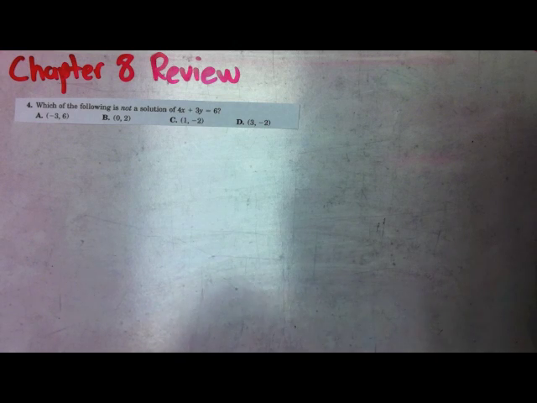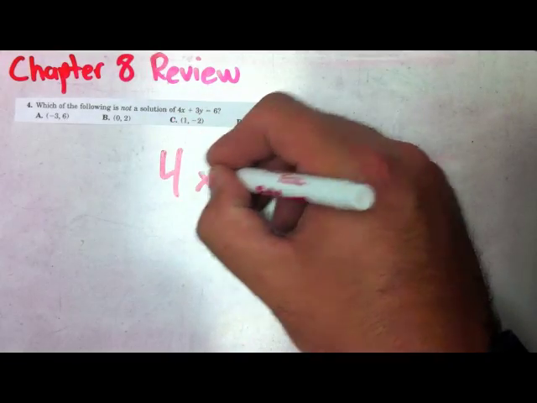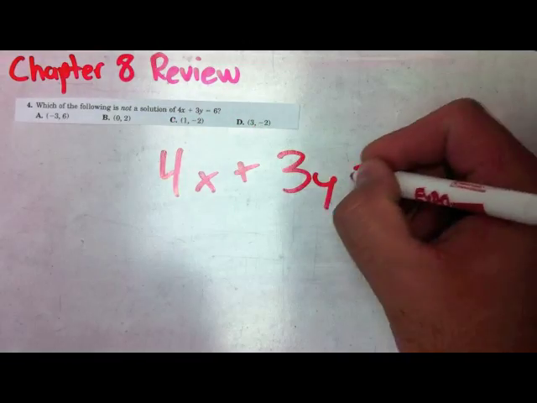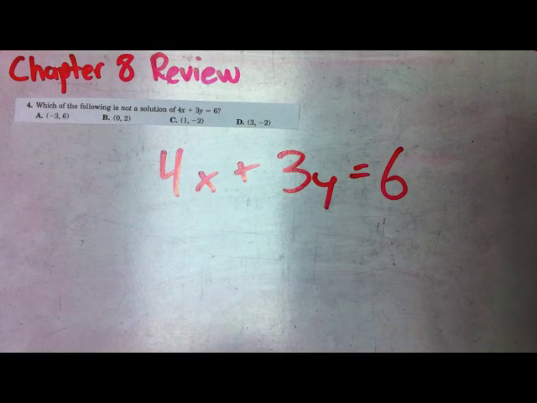All right, we're on number 4 now. It says, which of the following is not a solution of 4x plus 3y equals 6? Now, this one's a pretty easy problem. You can't solve for x or for y here, because you have two different variables that you don't know. The only way you can solve for a variable is when you have one by itself. Here we have two, so we can't really solve for it.